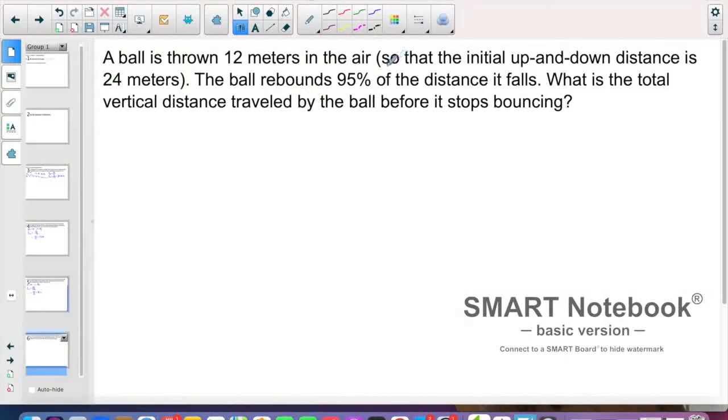A ball is thrown 12 meters in the air so that the initial up and down distance is 24 meters. A ball rebounds 95% of the distance it falls. What is the total vertical distance traveled by the ball before it stops bouncing? Go ahead and pause the video, see if you can get this one on your own, and then I'll come back and give you the answer.